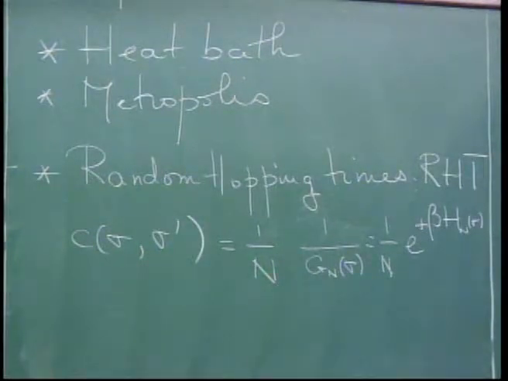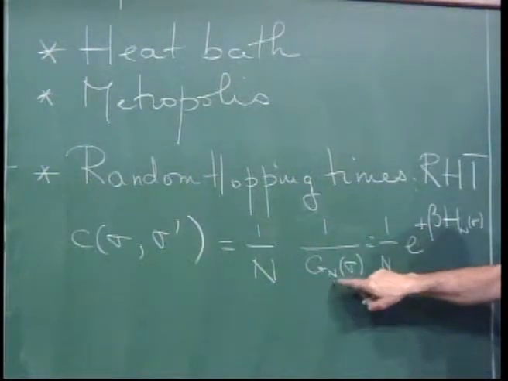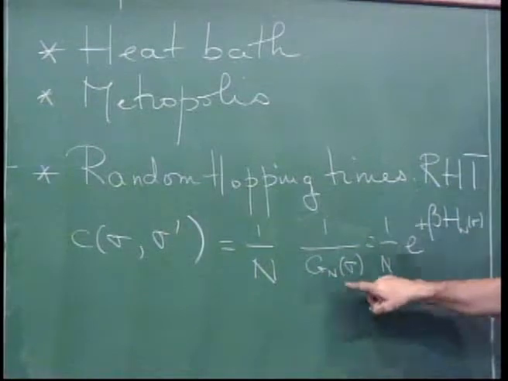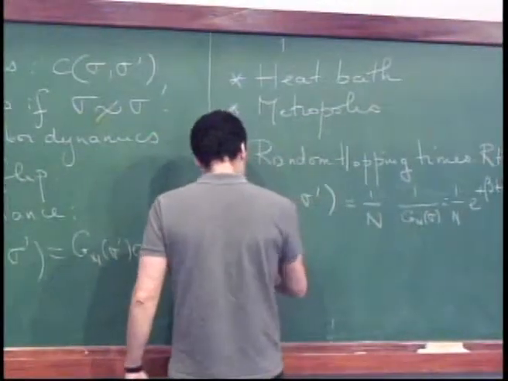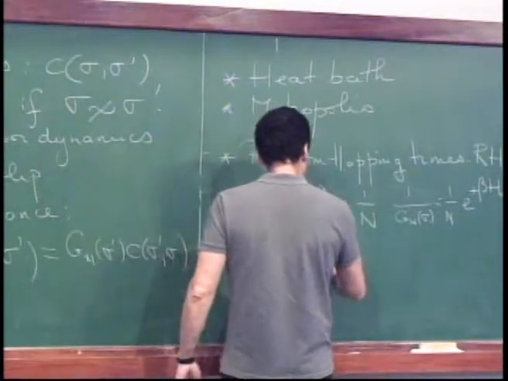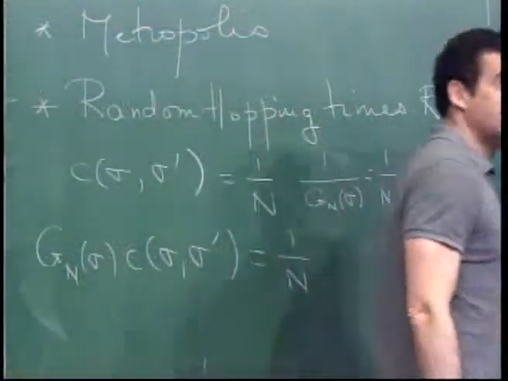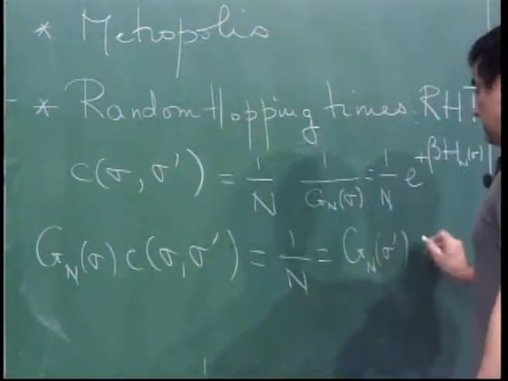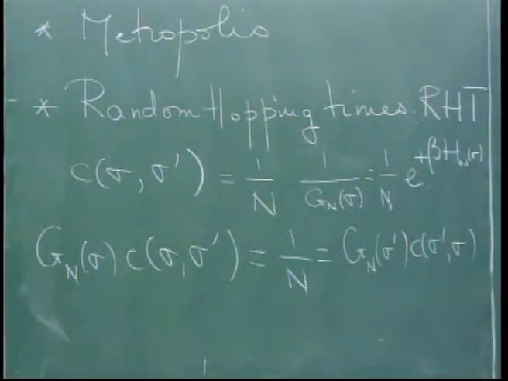The important remark here is that in the random hopping time dynamics, the jump rate does not depend on the target point. It only depends on sigma. It's easy to check that it satisfies detailed balance, right? Because if you look at Gn of sigma times C of sigma sigma prime, then here it is just 1 over n. So of course, it's also equal to Gn of sigma prime times C of sigma prime sigma. So it satisfies detailed balance, but it's very simple.